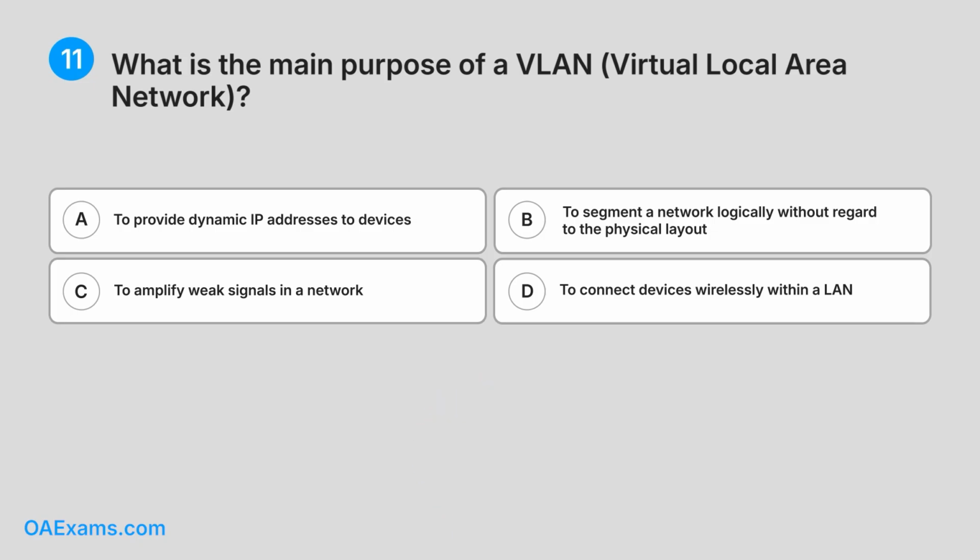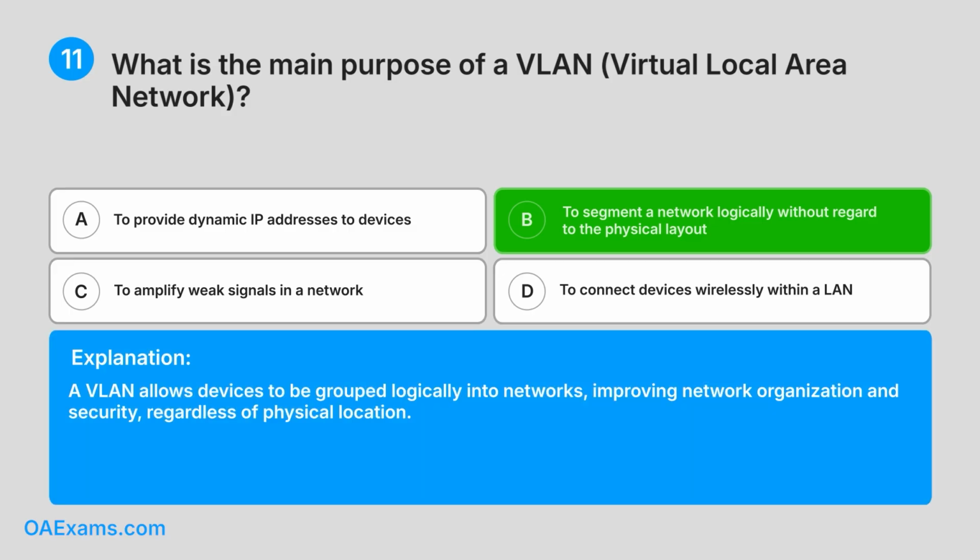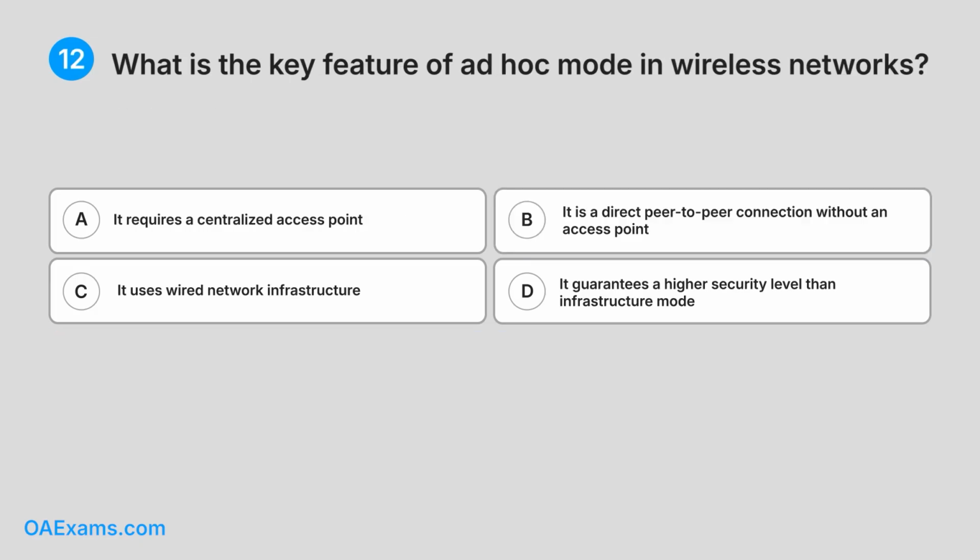Correct answer. B. To segment a network logically, without regard to the physical layout. Explanation. A VLAN allows devices to be grouped logically into networks, improving network organization and security, regardless of physical location. 12. What is the key feature of ad hoc mode in wireless networks?